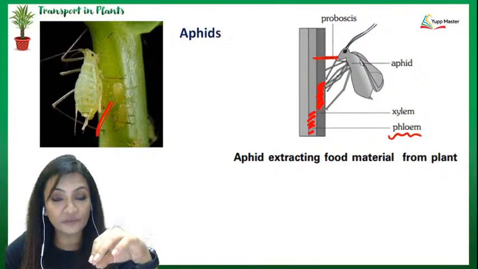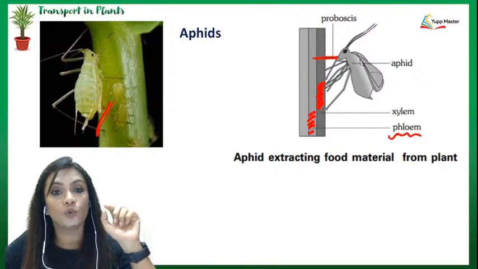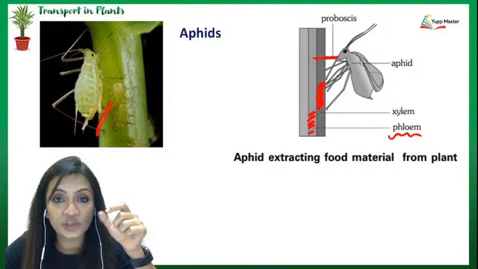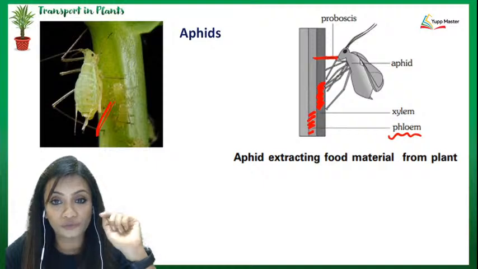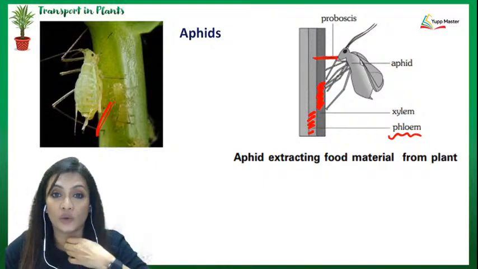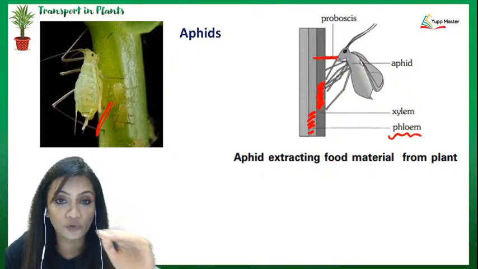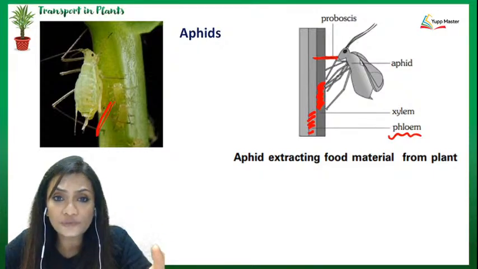Now that sucking apparatus of the aphid, when it is pierced inside the stem, can reach all the way up to the level of the phloem. Okay, now what does it do whenever it reaches the level of the phloem? Naturally, it wants food from it.